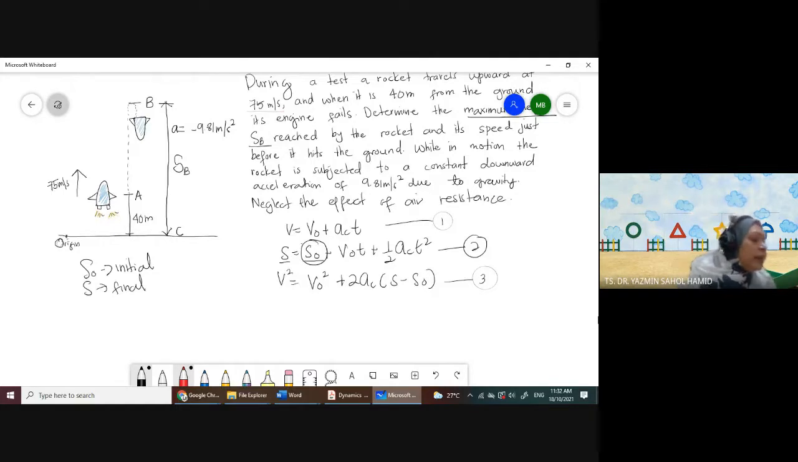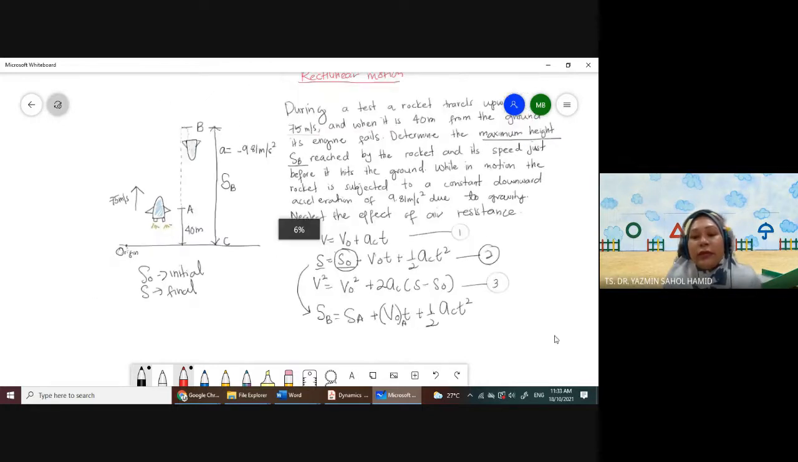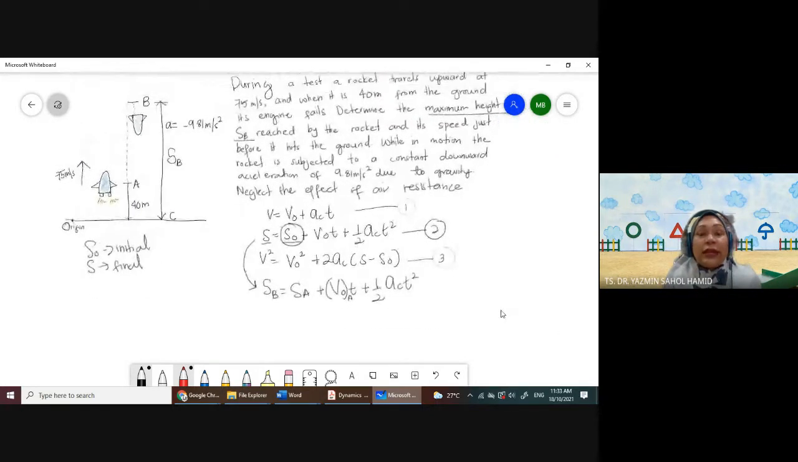So let's say we want to relate SA to be the initial and SB to be the final. You need to rewrite the formula to make it easier. So write SB, the final, equals SA plus V naught T plus 1 over 2 A T squared. Now, what does V naught refer to? It refers to the initial velocity at A. Initial, right? Do you understand, guys?